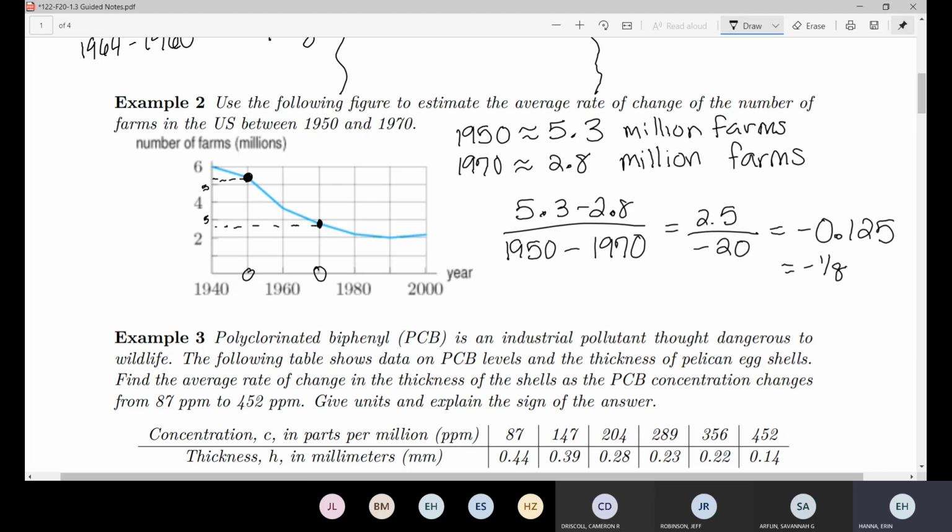Now, if I wanted to say what the units are on this, that's going to be the units of y divided by the units of x. So it's going to be million farms. Oh, I ran out of space. Per year. So sorry, that kind of got smooshed.